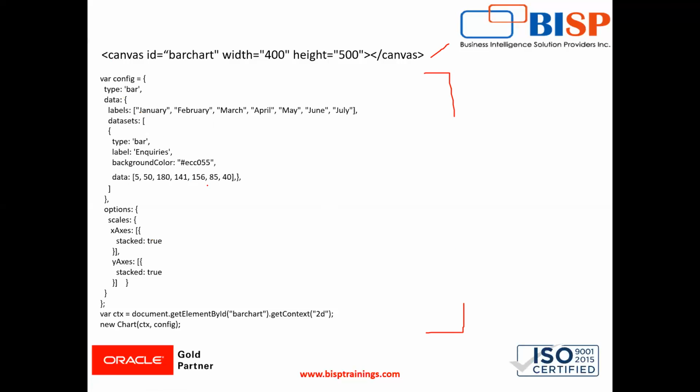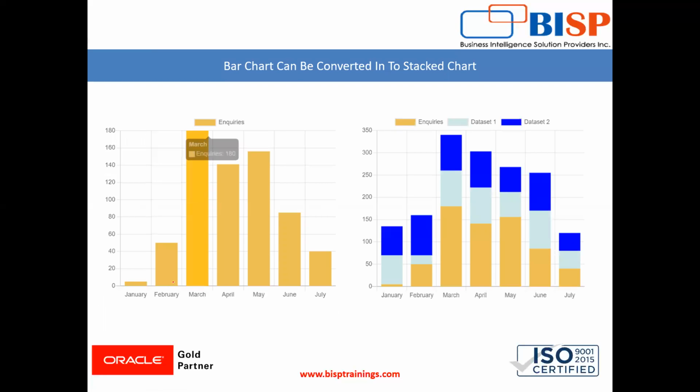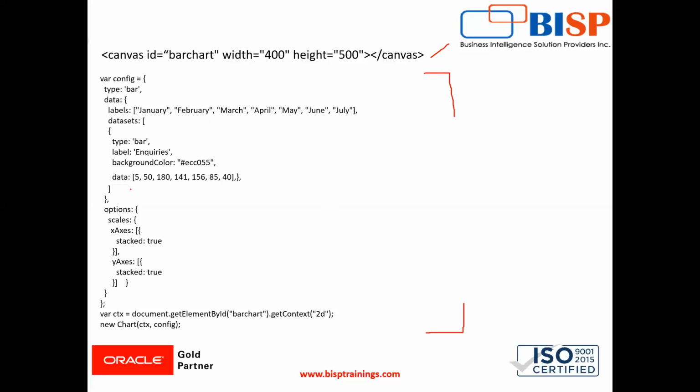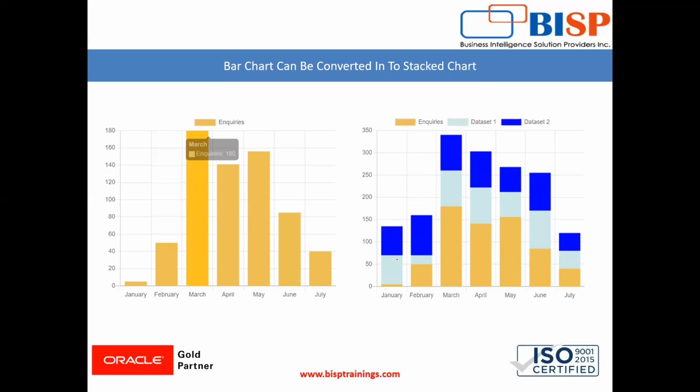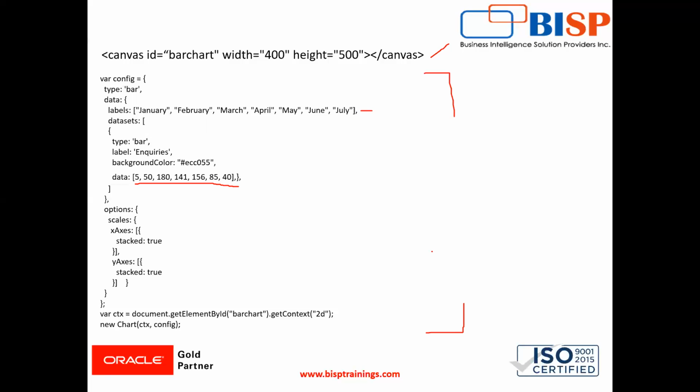Now in this bar chart, let me show you. If you see this, January, February, March, April, May and June, these are the labels on x-axis, and inside that the data set is filled. These are the data. You can fill as many data according to your requirement, and the bar chart can be converted into the stacked chart also. So first of all, we will see how a bar chart is created, and then I will show you how the bar chart is converted into the stacked chart.